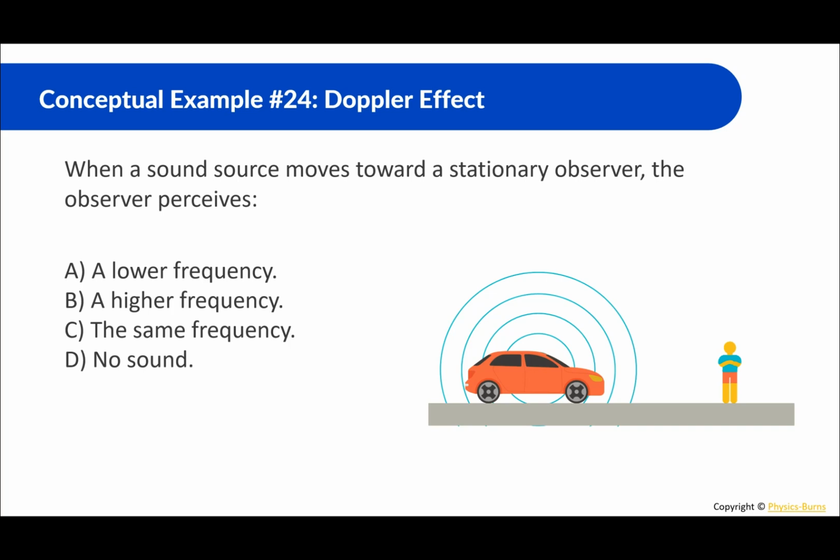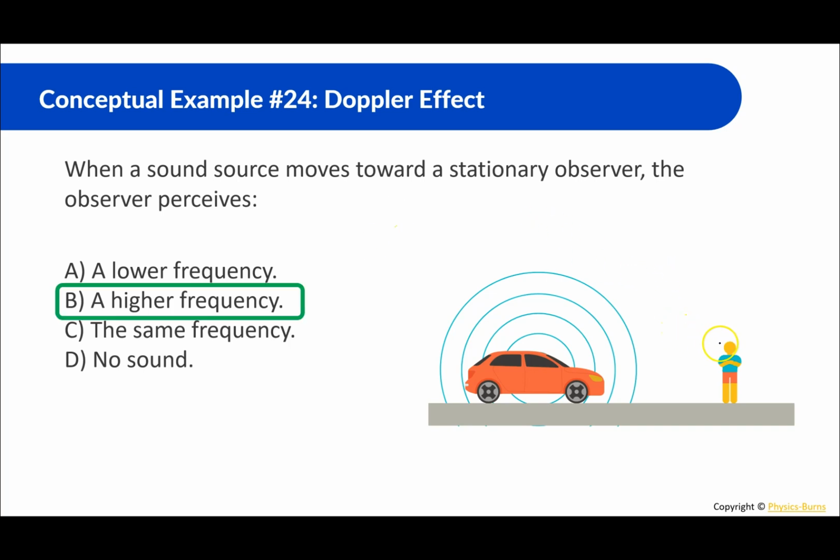All right, so a few demos to show how this all works. We're going to do a few examples just to make sure everyone understands. When a sound source moves towards a stationary observer, the observer perceives: A, a lower frequency; B, a higher frequency; C, the same frequency; D, no sound. So pause it, just try to see what you think. But the answer is going to be higher frequency. We just talked about this.